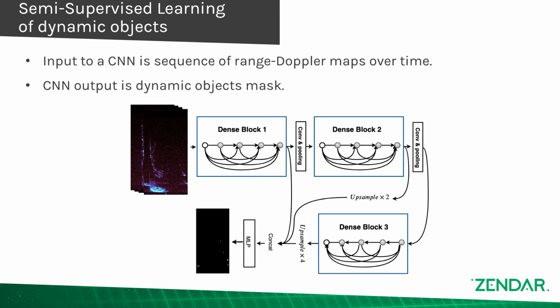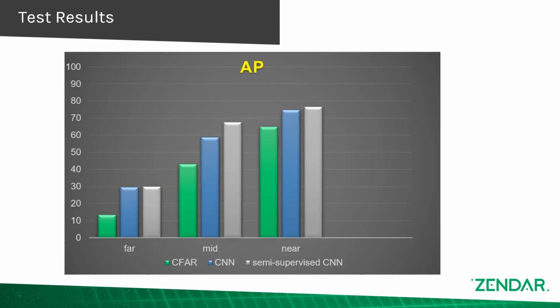We can combine the unsupervised labels with accurate annotations to train a deep CNN. The input to the CNN is a sequence of range Doppler maps over time to be able to utilize temporal information, and the output of the CNN is dynamic object masks. These are our test results measured with average precision over different ranges. Near range is 0 to 15 meters, mid-range is 15 to 30 meters, and far is beyond 30 meters.